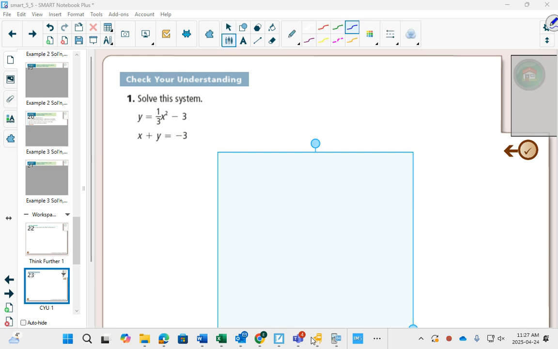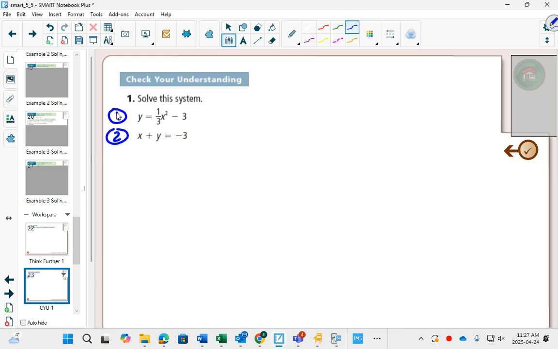I'm going to call this equation 1 and this equation 2. Substitution or elimination, do we have a variable already by itself? Yes. So substitution makes a lot of sense.